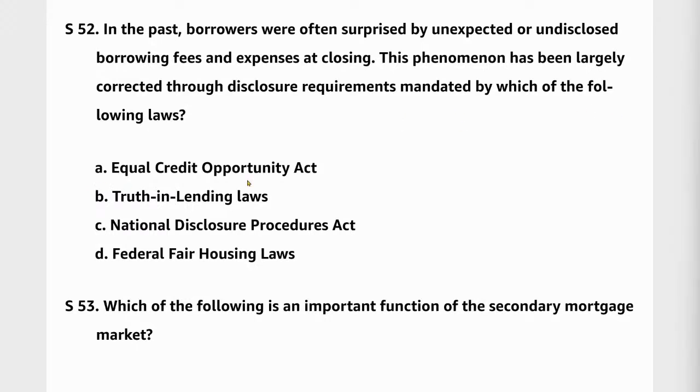A, Equal Credit Opportunity Act. B, Truth in Lending laws. C, National Disclosure Procedures Act. Or D, Federal Fair Housing laws. So what are we dealing with? Borrowers' fees, lenders, expenses. So far, so good.